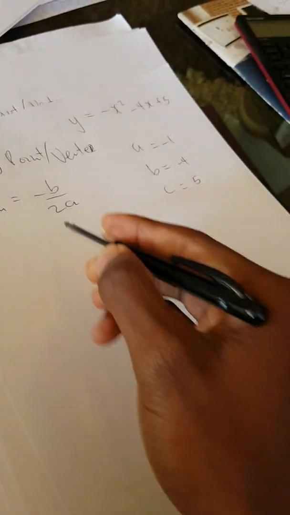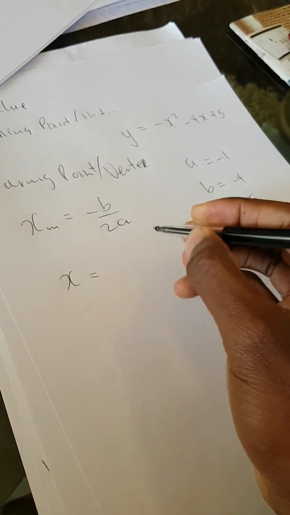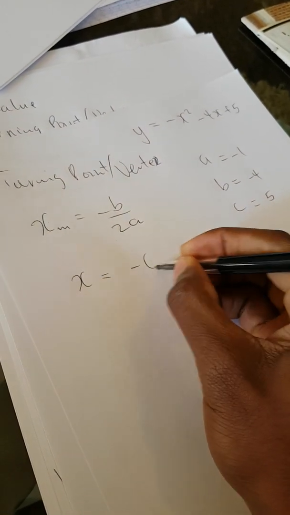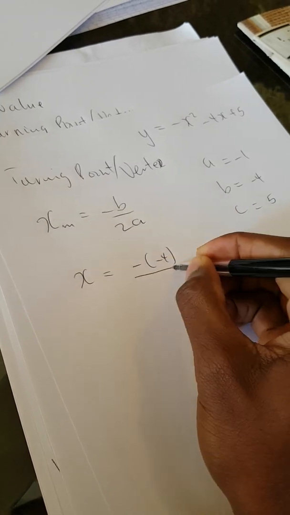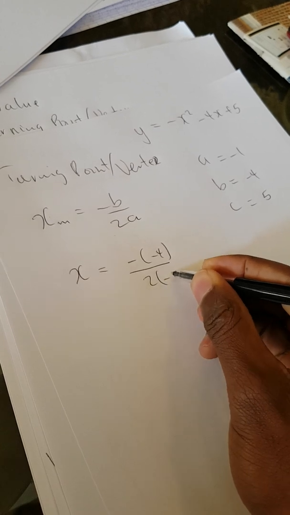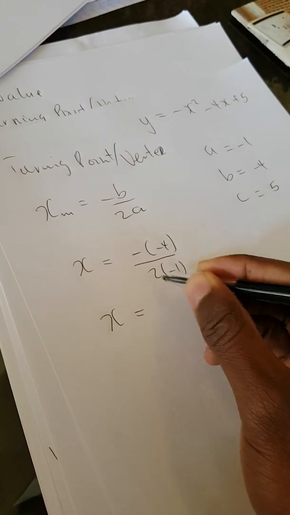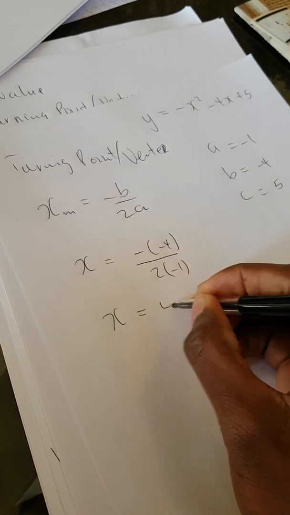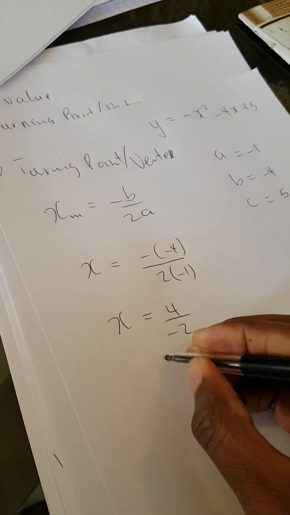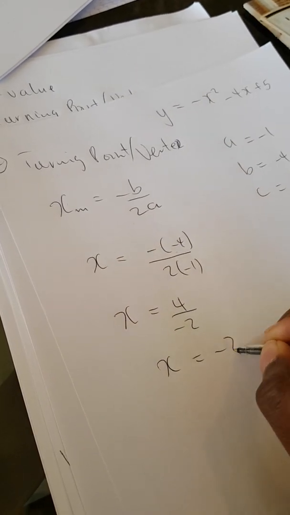So now you need to substitute here. You will be like x is equals to minus b, where b is negative 4, so it's going to be minus negative 4 over 2 times a. Your a is negative 1, so it's going to be 2 times negative 1. So now your x at turning point will be how much? Negative and negative will give you positive 4, and then over negative 2. So your x at turning point will be what? Will be negative 2.